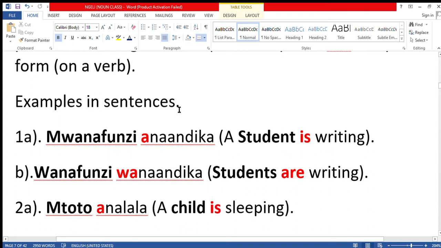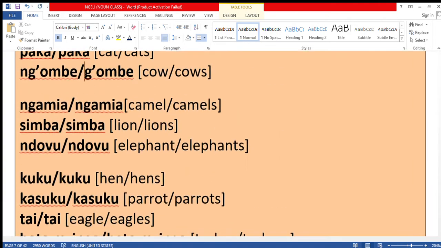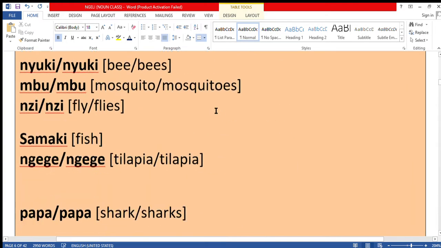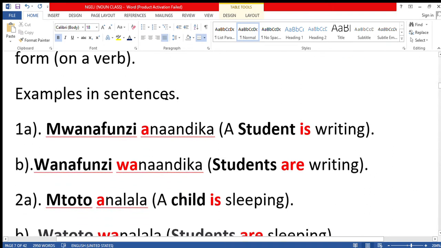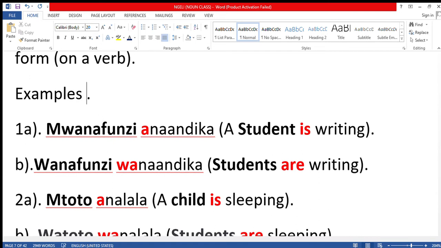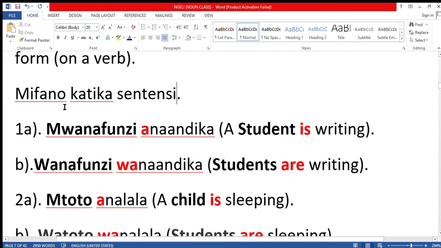Actually here I should have written mifano katika sentensi. That is in Kiswahili actually. Let me just go back here. Okay. Now here it is, mifano katika sentensi. Mifano is examples. Katika is in, sentensi is sentences. Okay?